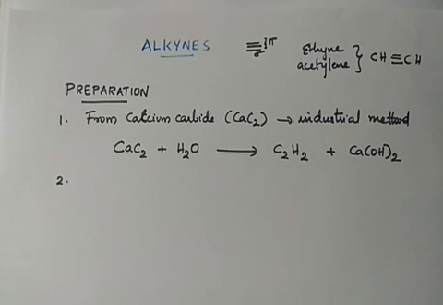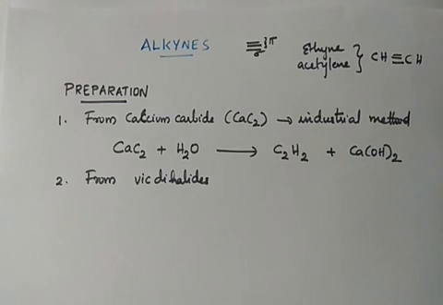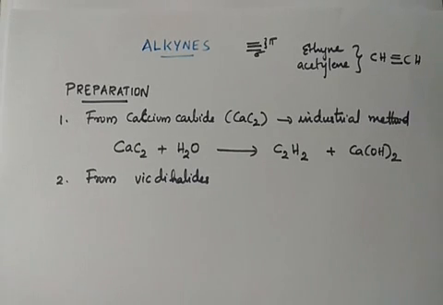The second method is from vicinal dihalides. You know what vicinal dihalides are? Those dihalides in which the halogen atoms are present on adjacent carbon atoms are called vicinal dihalides. When these vicinal dihalides are treated with an alcoholic solution of potassium hydroxide, then acetylene is obtained.